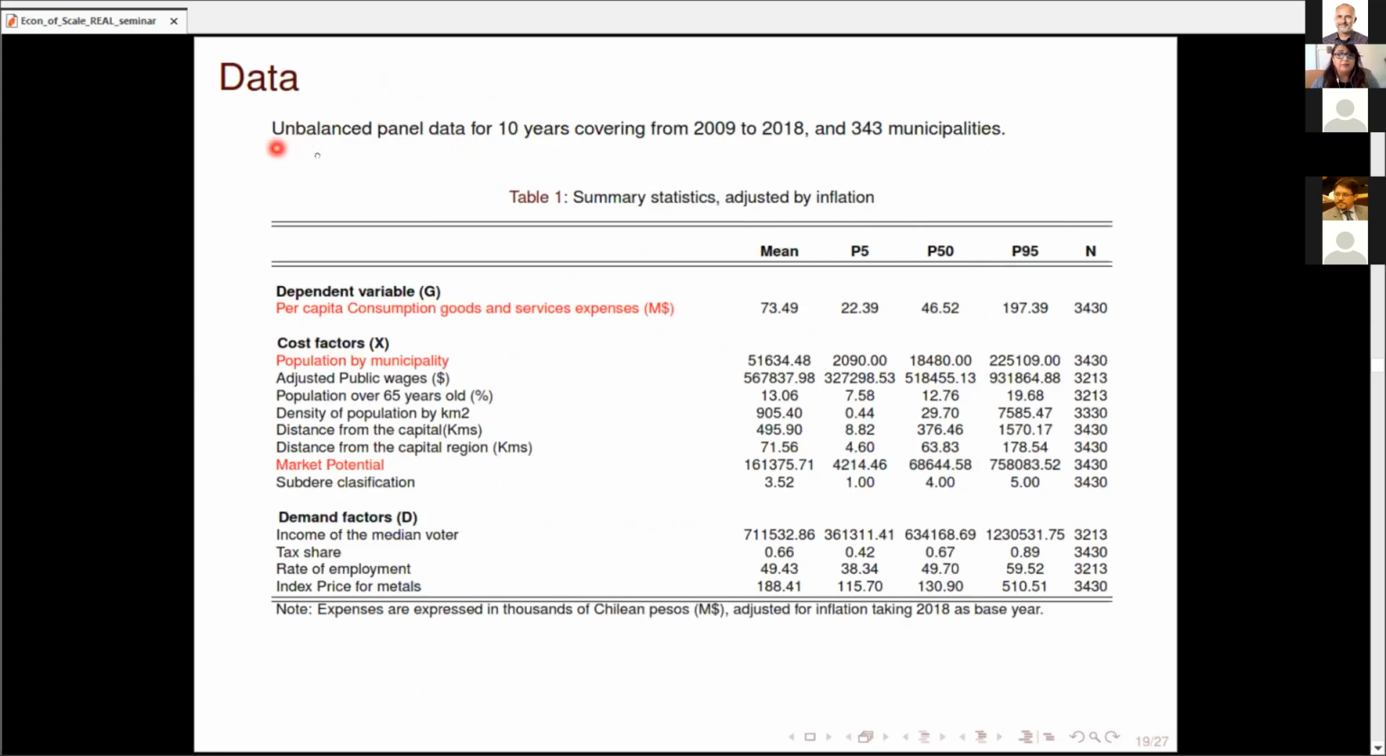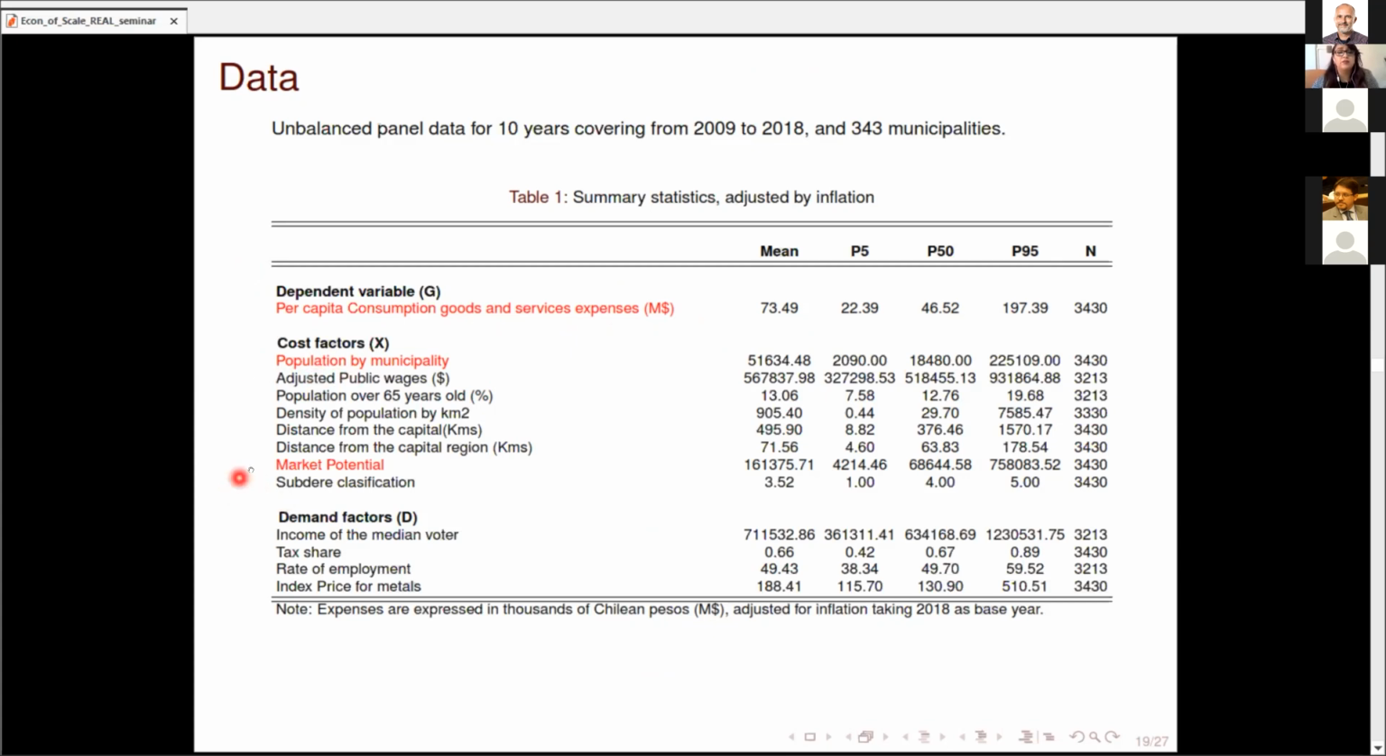Regarding our data, we're using an unbalanced panel for 10 years, covering 2009 to 2018, and a total of 343 municipalities. In table 1, I present the summary statistics for my main variables. I will only address the main ones due to time for this presentation. The first one, of course, is our dependent variable, for which I'm using per capita expenses on consumption goods and services. Then, of course, population, which is our main variable of interest.